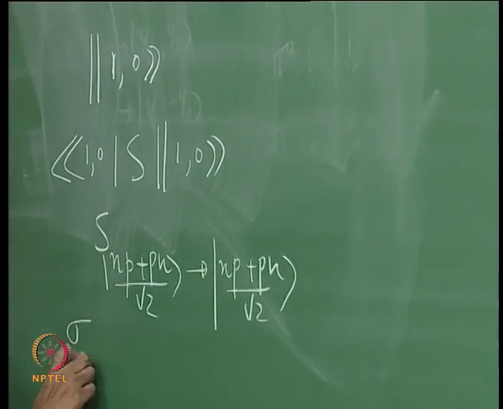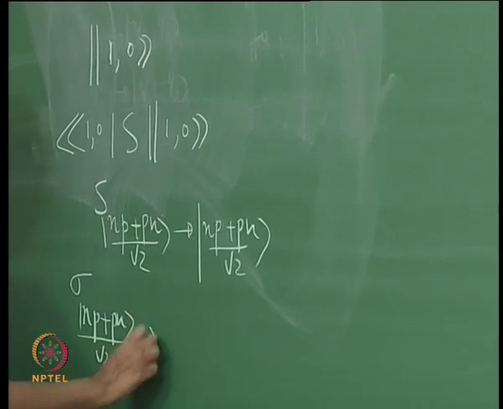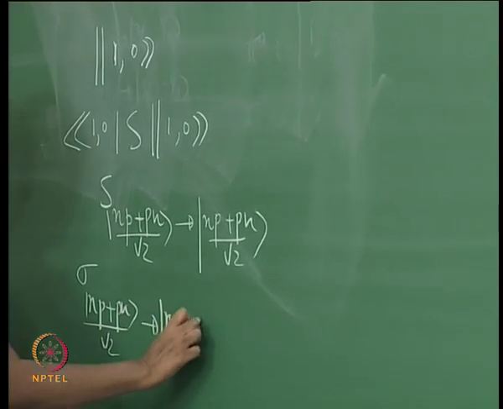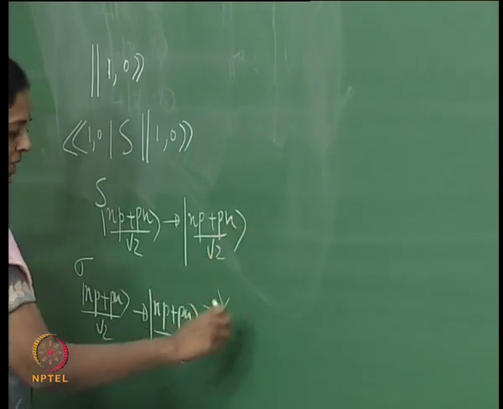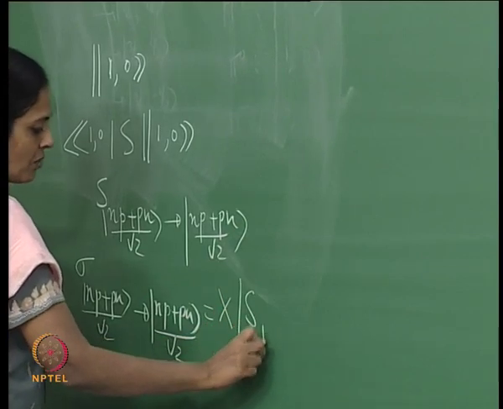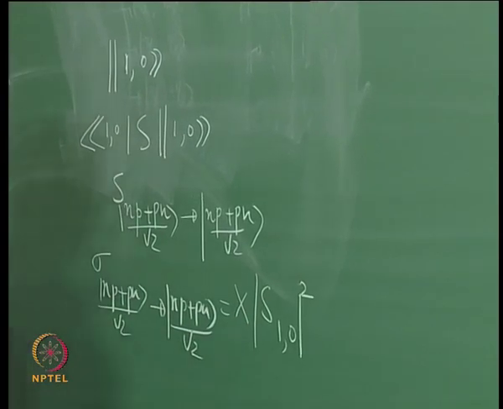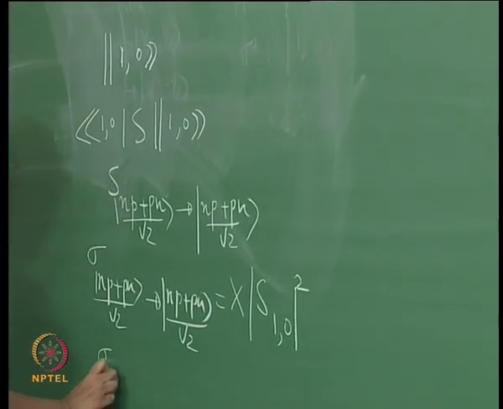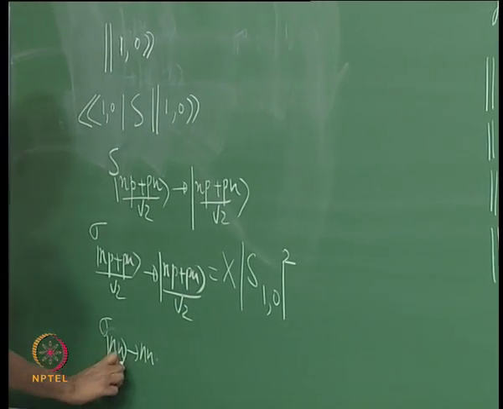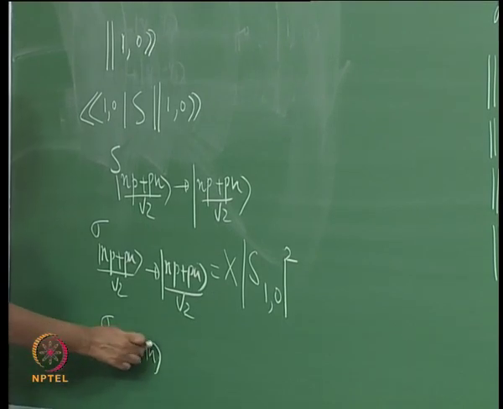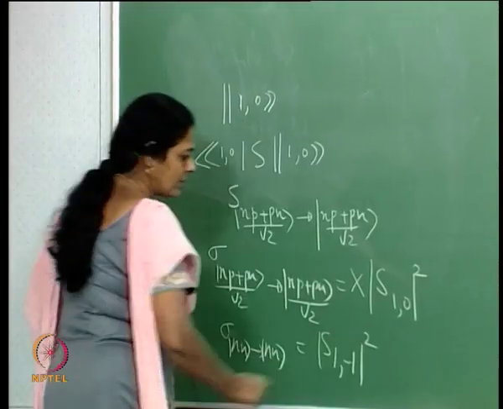So sigma for this process, the scattering cross section for an initial state carefully prepared as Np plus Pn by root 2, going to Np plus Pn by root 2, is essentially a constant times S 1, 0 mod square. Similarly, sigma Nn going to Nn, and now the notation is evident. An initial state of 2 neutrons going to a final state of 2 neutrons is S 1, minus 1, the whole square.